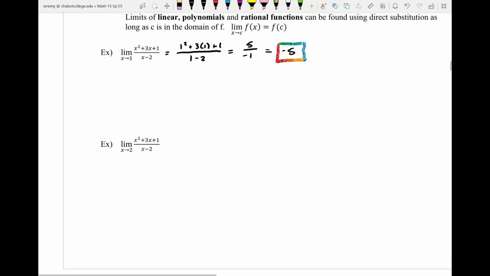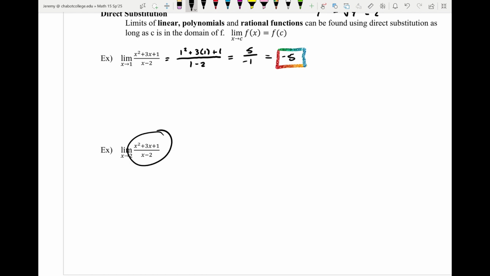Now for this next example, notice that we're looking at the exact same function, x squared plus 3x plus 1 over x minus 2. But in this case, we're looking at x approaching positive 2. So the only thing that's changing here is that value. So is 2 in the domain? Can we get away with direct substitution again in this case? No, it turns out we can't, because if we plug 2 into that denominator, we're going to get a 0. It's going to be undefined. So 2 is not in the domain of our function. Therefore, we're not going to get away with direct substitution.